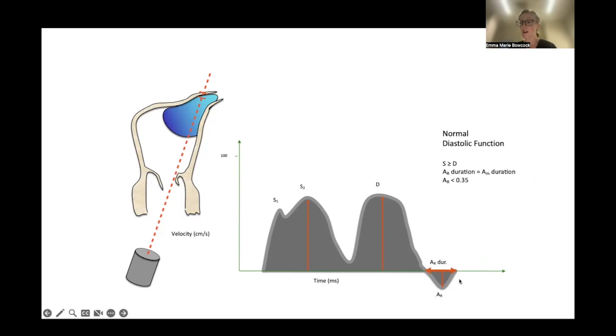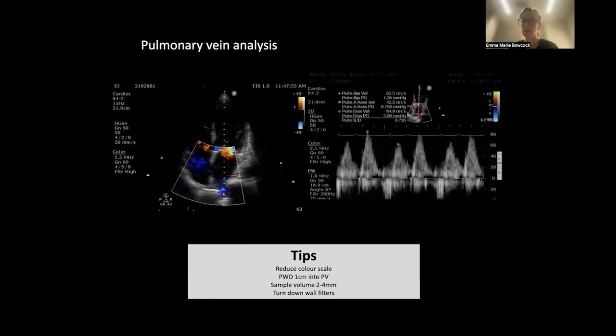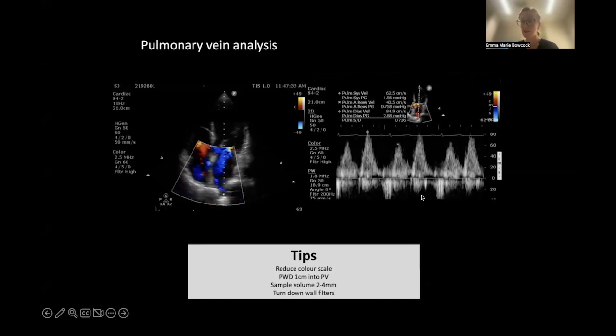And if it's getting higher than that, then again, it can be a softer marker that maybe you're dealing with raised left atrial pressures. So as we were just saying, reduce the scale, pulse wave Doppler about 1 centimeter into the actual pulmonary vein. Sample volume, I usually go more to about 4 millimeters for that, and then turn down the wall filters, and you get something that looks like this. So if you see this, what was your immediate thought with that?